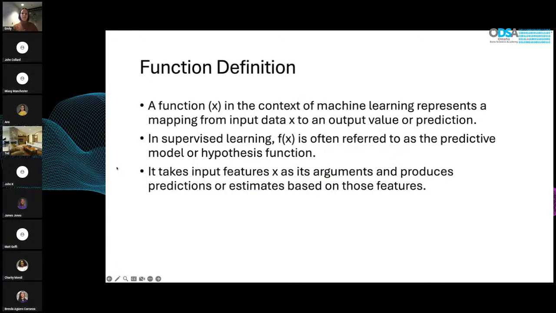The definition of a function in the context of machine learning is that it represents a mapping of input data from x to an output value or to a prediction. In supervised learning, f of x is often referred to as the predictive model or our hypothesis function, and it takes a series of input features as its argument, and it produces a prediction or estimate based on those features.